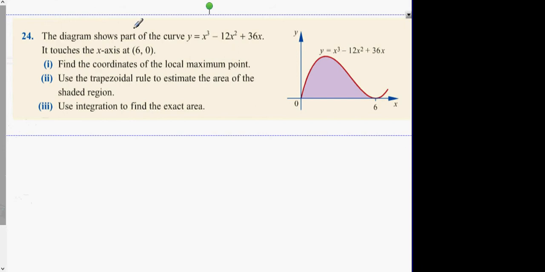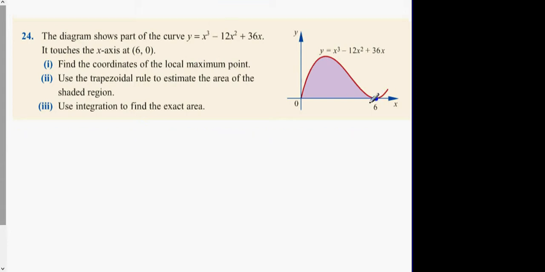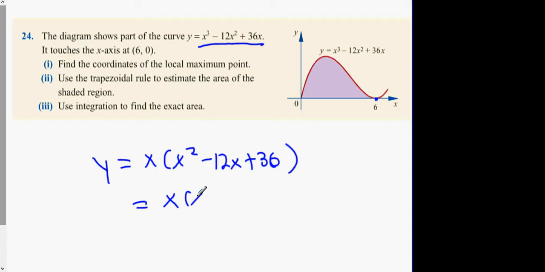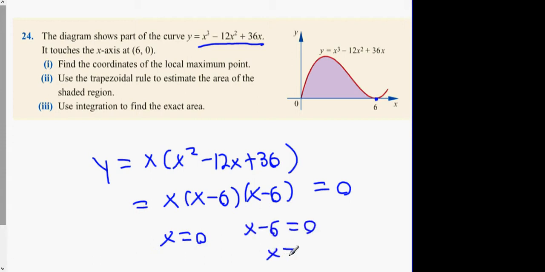Next part. The diagram shows the part of the curve x cubed minus 12x squared plus 36x and it touches the x-axis at 0, 6. Okay? Now, just for argument's sake, let's say in the test I wasn't that nice and I didn't give you that information. What could you do? Factorize out x, then x squared minus 12x plus 36, and then you get x times x minus 6 times x minus 6 equals 0, and then your answer would be x equals 0 or x minus 6 equals 0, x equals 6.